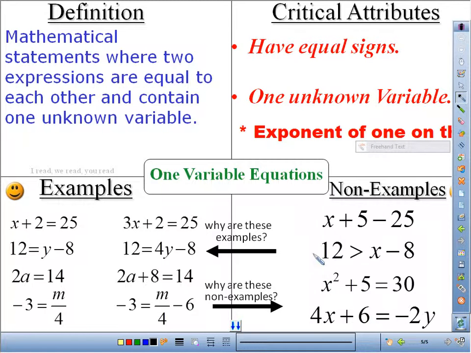Okay? So, three things to remember about one variable equations: number one, they have an equal sign. One unknown variable, yes, they have one unknown. And the exponent of 1 on the variable. All variables have exponents of 1. If it has anything greater, then it's not a one variable equation. It could have, but for this lesson, we're looking at equations that do not have exponents greater than 1. All right, let's continue.